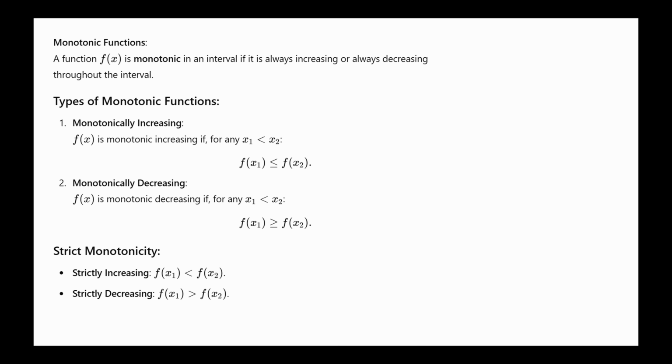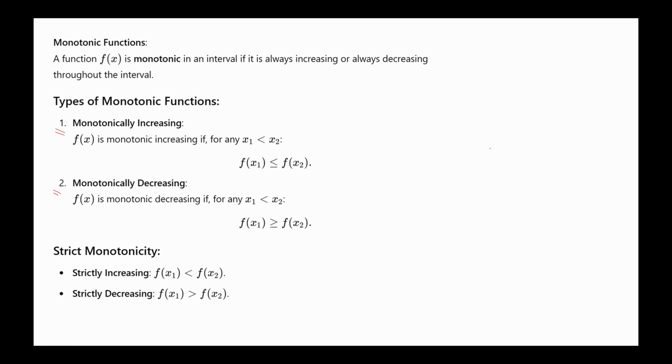Now talking about monotonic functions, a function is monotonic if in an interval it is always increasing or it is always decreasing. So again, the same thing, monotonically increasing means it is increasing, and for decreasing it simply means it is a decreasing curve. That means for x2 greater than x1, my f of x1 would be greater than or equal to f of x2. And strictly monotonically increasing, again the equality is removed from both the cases.